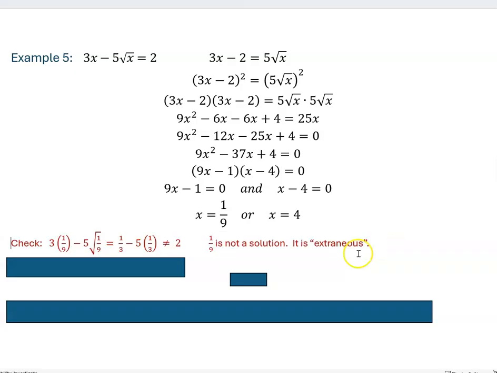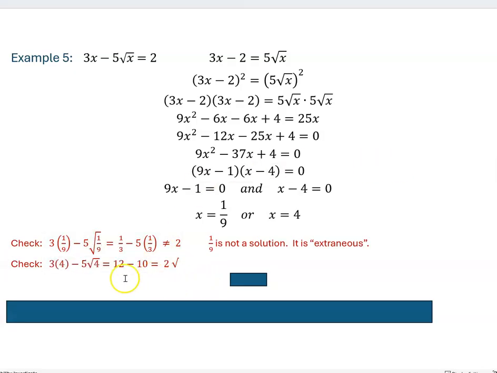But let's look at the check for the first one. If I have x equals 1/9, 3 times 1/9 is 1/3, and then 5 times the square root of 1/9 is 5 times 1/3, and that is not going to equal 2. So that is not a solution, it's extraneous. Sometimes you get extraneous solutions in the process of solving using these methods that we use. We didn't do any bad math. We just need to remember that sometimes doing good math can lead to extraneous solutions.